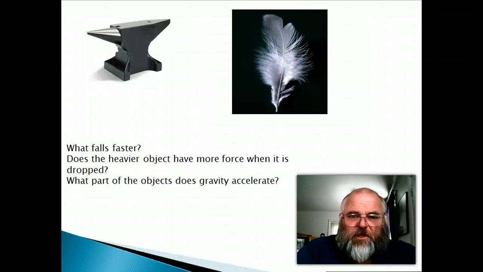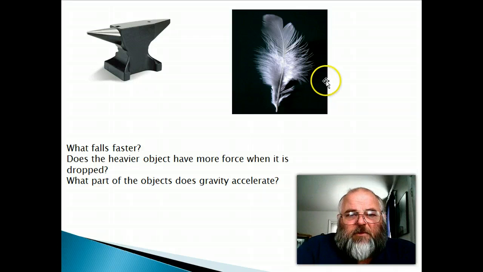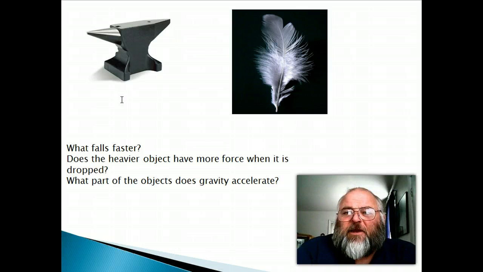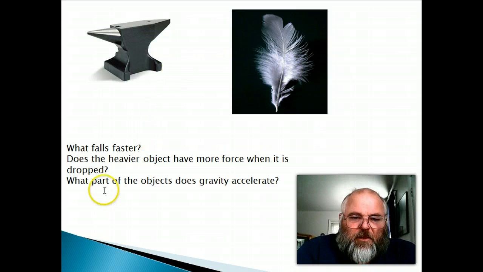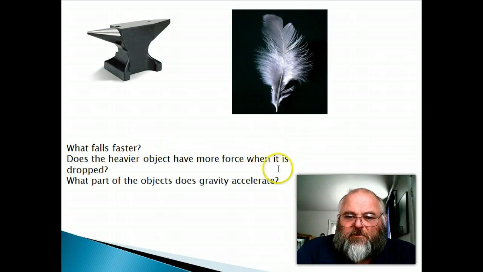Now let's get some questions going. We have an anvil here, and we have a feather. Which one's going to hit the ground quicker? Are they going to hit at the same time? That's question number one. And question number two: does the heavier object have more force when it's dropped? So does this anvil have a greater force when it's dropped than the feather?